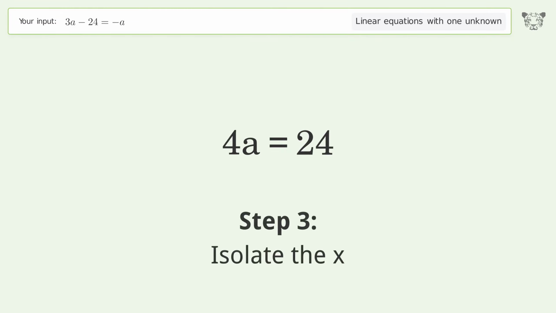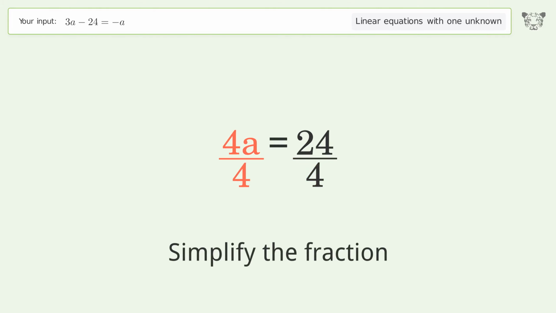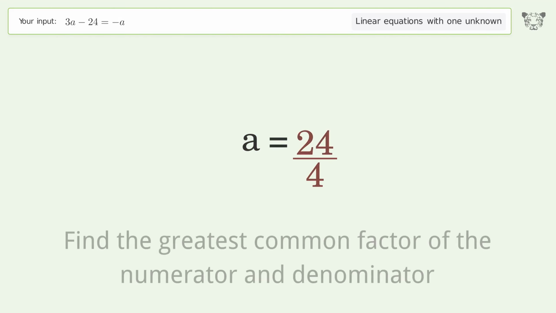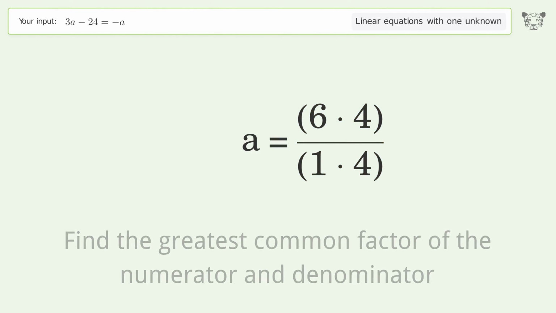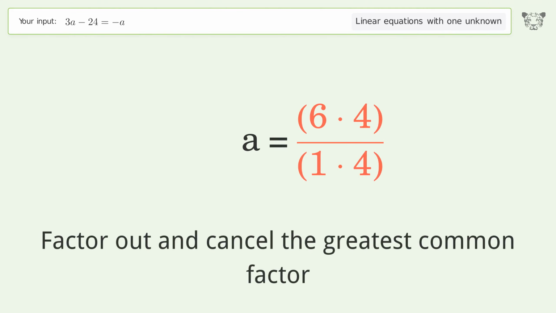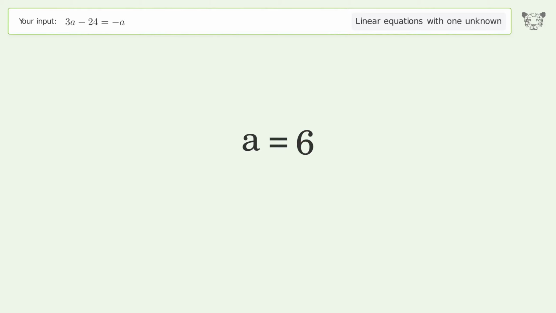Isolate the x. Divide both sides by 4. Simplify the fraction. Find the greatest common factor of the numerator and denominator. Factor out and cancel the greatest common factor. And so the final result is a equals 6.